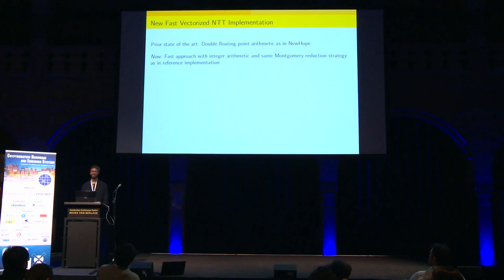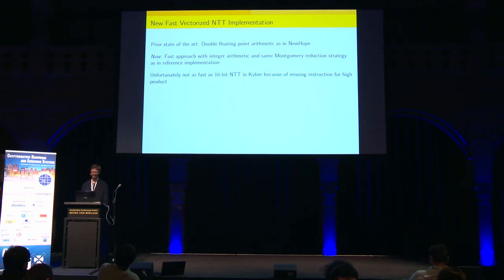The prior state of the art before Dilithium for fast NTTs, which are used in lattice cryptography, was based on floating point arithmetic. So for example, the NewHope NTT is using floating point arithmetic. And what is new in Dilithium is that we have come up with a really fast approach that uses integer arithmetic, and then the question is how do you do modular reductions, and it actually does the same Montgomery reduction strategy as the reference implementation.